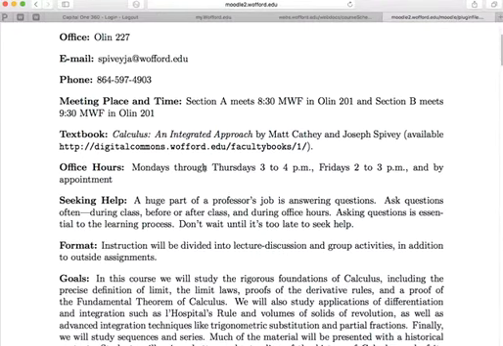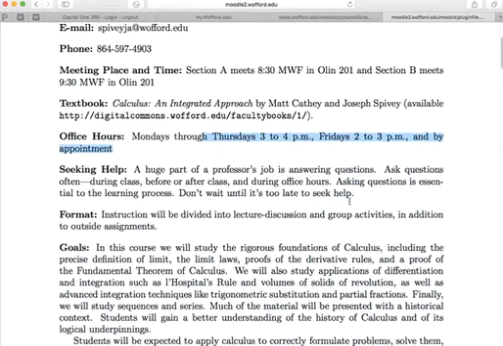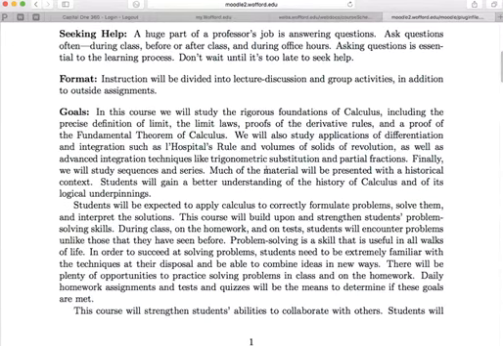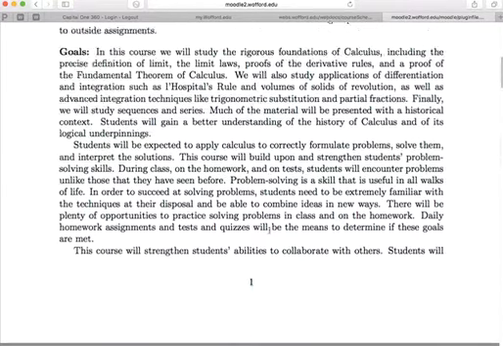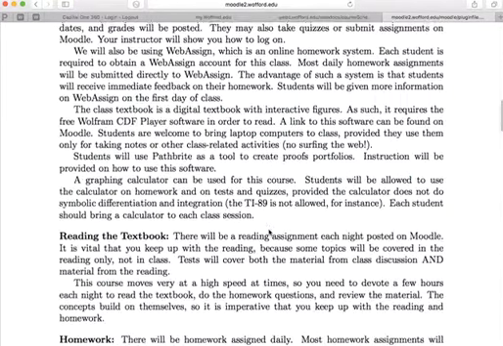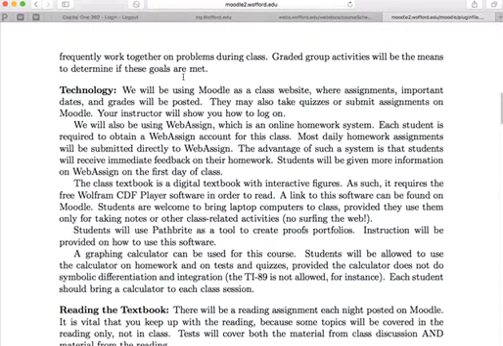So there's my office hours, which I think I've already talked about. Some of the information about the course. Here are some of the goals of the course, some of the topics that we'll be covering in the course, so you can take a look at that later on. The technology section lists some technologies that we'll be using in the class. So we've already talked a good deal about Moodle. We also talked about WebAssign, the online homework system. And we talked a good deal about the textbook player and the free Wolfram CDF player that you need to install in order to read the textbook.